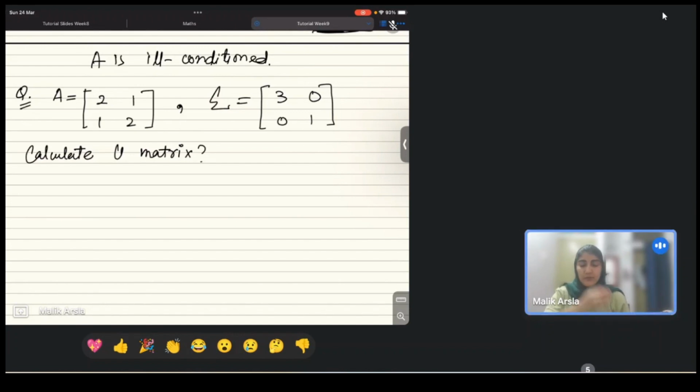For U, two ways you can do. One, A A transpose: eigenvalues and corresponding eigenvectors of A A transpose give the U matrix. A transpose A will give you the V matrix. Or another way, after finding V transpose, we can write A V is equal to U sigma V transpose, right?